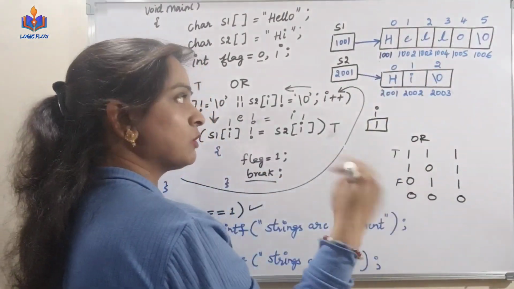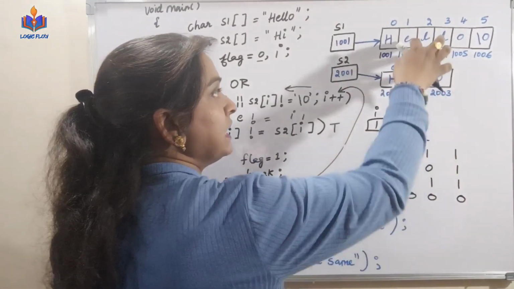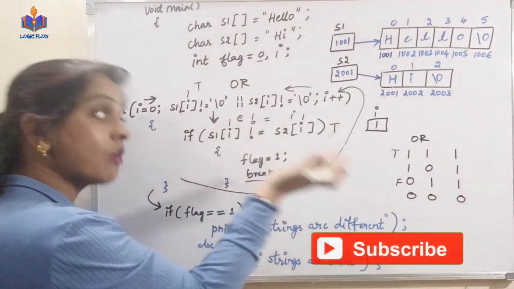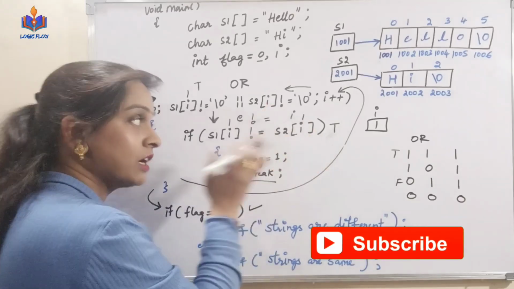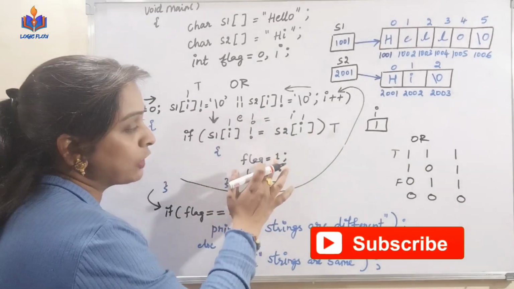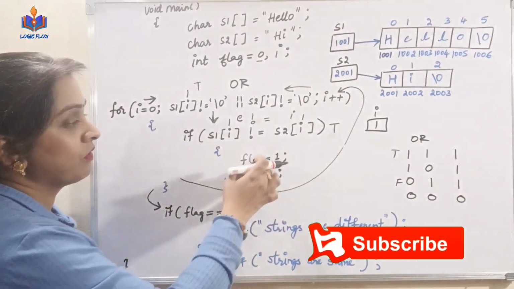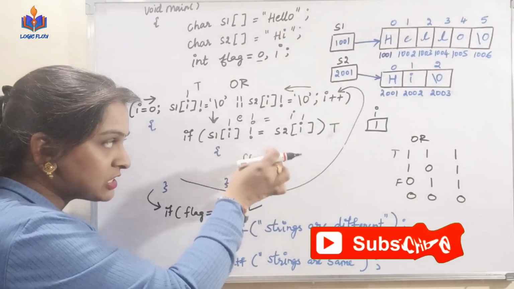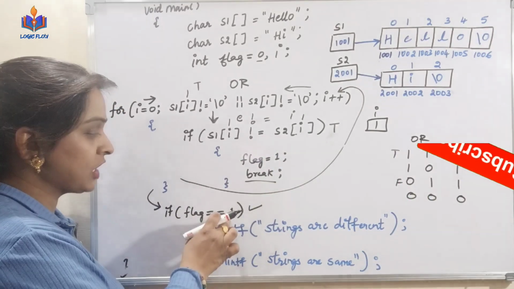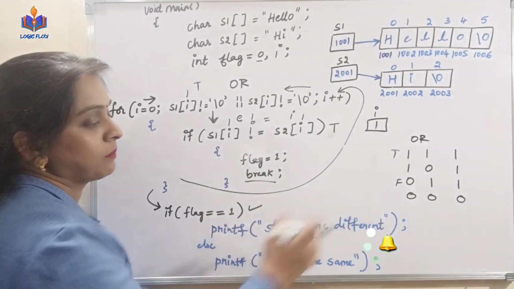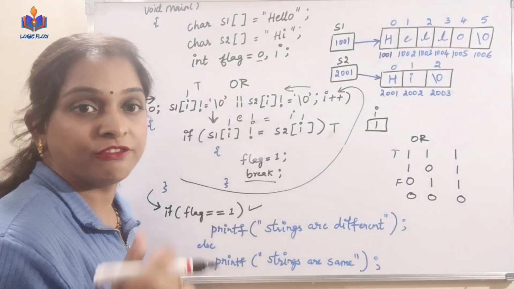Of course, it was true. Then I proceeded. E and I. No, it is not same. Then I say S1 of i not equal to S2 of i. Yes, it is not equal. So you set the flag to 1 and you come out of the loop. You don't proceed with the remaining characters. When flag becomes 1, with that status value, I just check whether that flag value is set to 1. Yes, it is set to 1. I print a message. Strings are different.